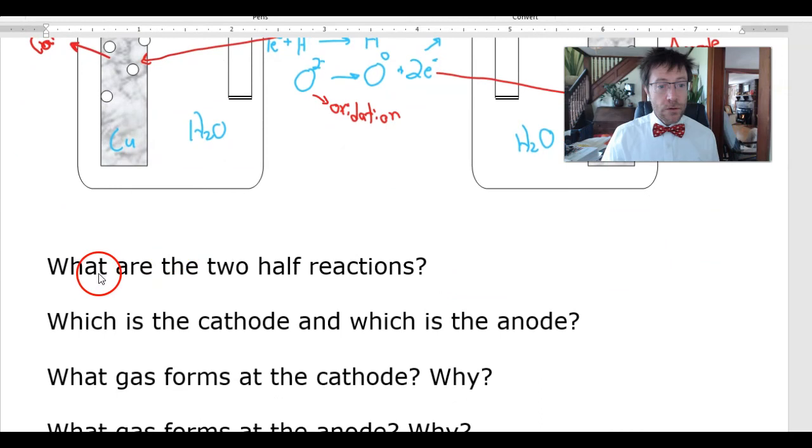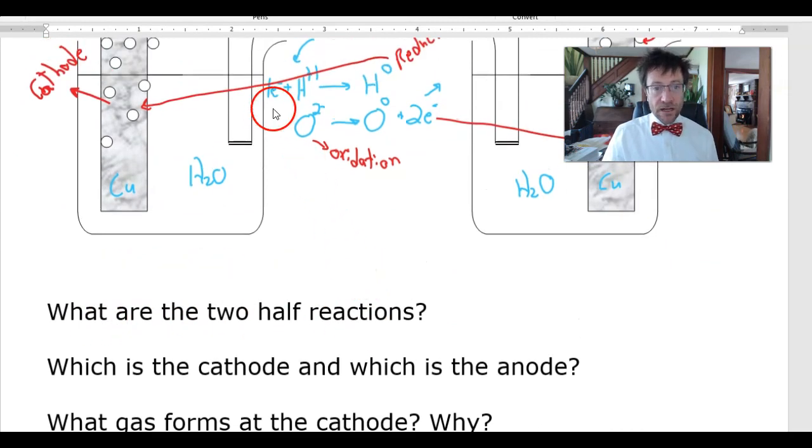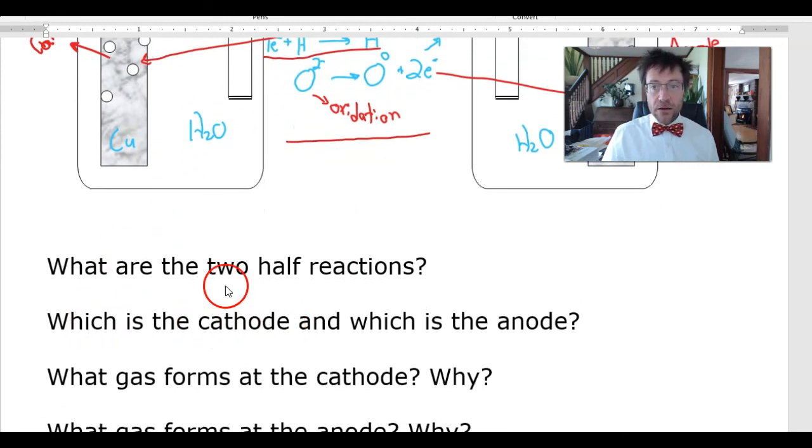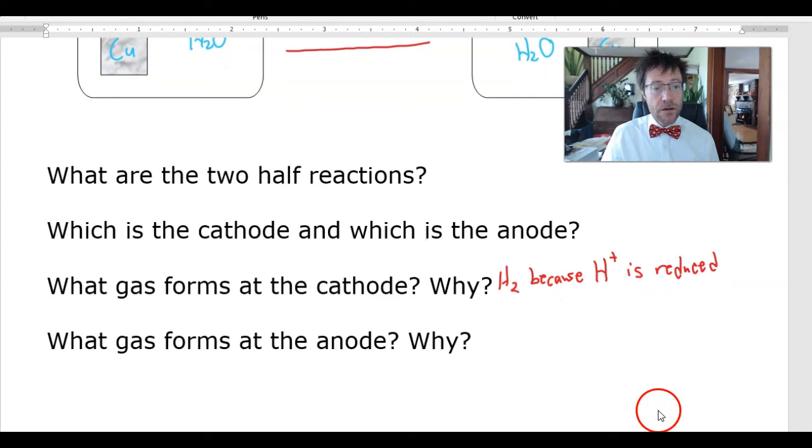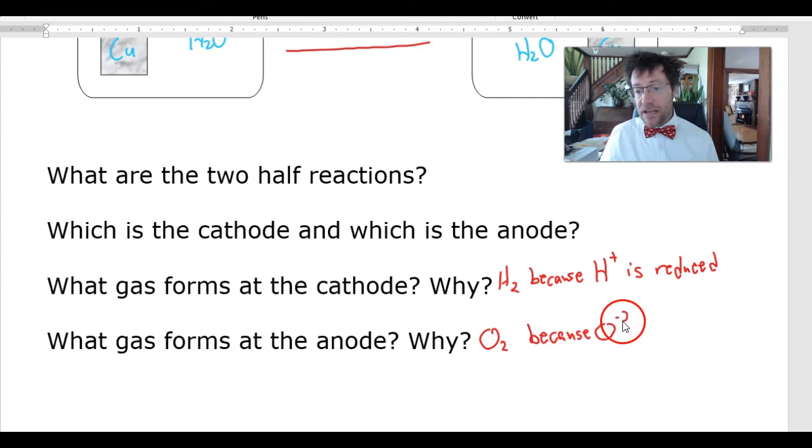What are the two half reactions? Well, right here's one half reaction. Right there's the other half reaction. Which is the cathode? Which is the anode? We just did that. What gas forms at the cathode? Well, it's got to be hydrogen because the hydrogen ion has to be reduced. What gas forms at the anode? O2. Because the oxygen with a minus 2 is oxidized.